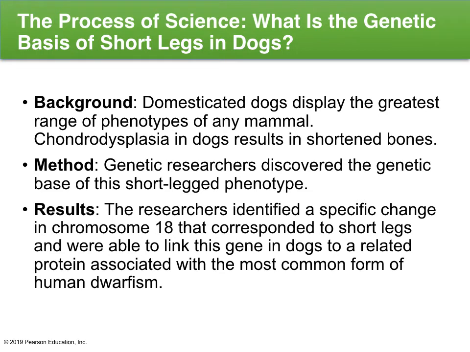The researchers identified a specific change on chromosome 18 in dogs that corresponded to short legs. And we're able to link that gene in dogs to a related protein that's associated with the most common type of human dwarfism, right? Because we're all mammals. There are things that are shared. In this case, that particular gene, and the problem of short limbs.